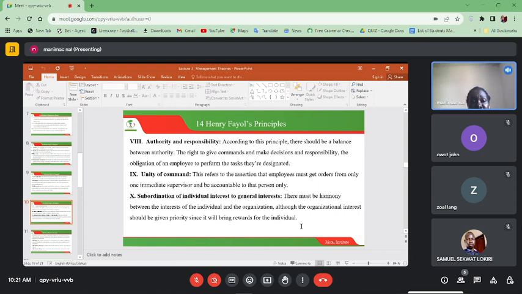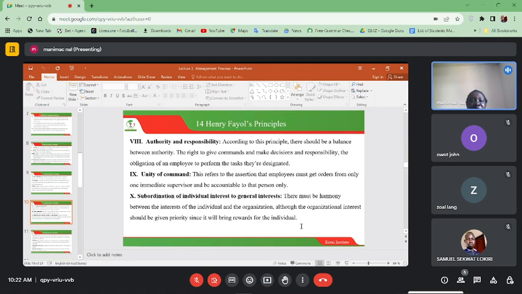So they should also be obligated, or the obligation of an employee is to perform the tasks as they are designated or assigned to them. We should have authority that has to be exercised in the working environment. And the command, a person who makes a command, probably he's a supervisor to the employees.